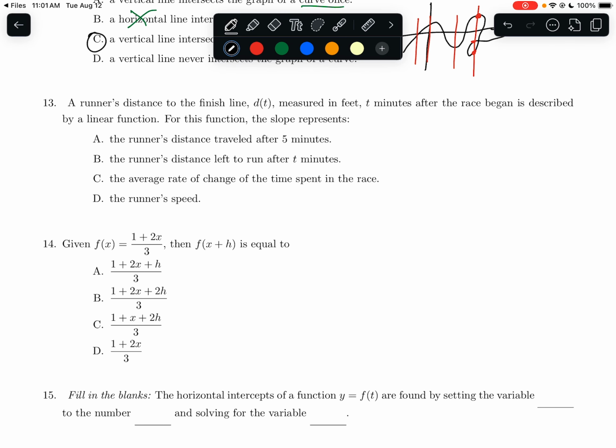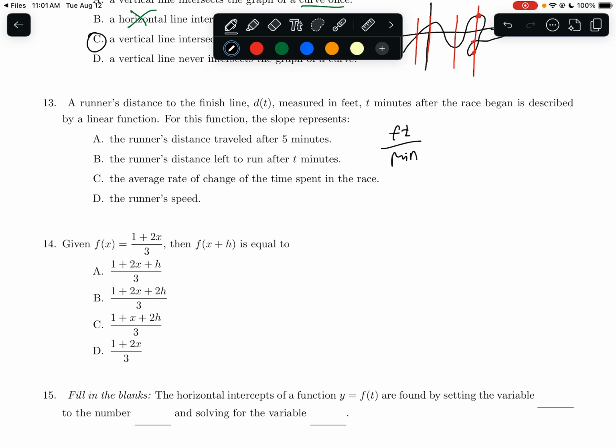Okay, a runner's distance to the finish line is described by a linear function. What is the slope representing? So the units for the slope are the units of y, the units of the output, which is feet, divided by the units of the input, which is t. So the slope is measured in feet per minute.